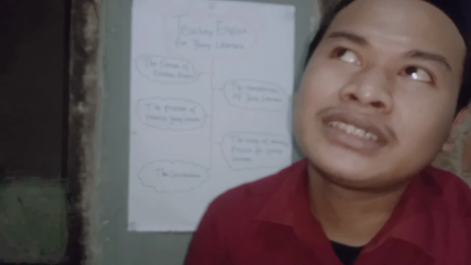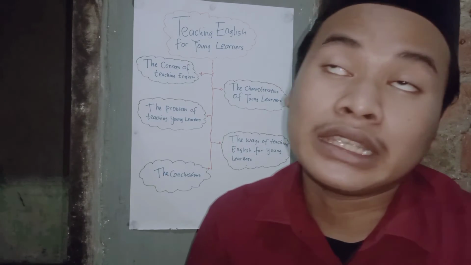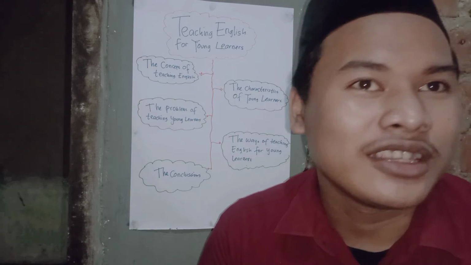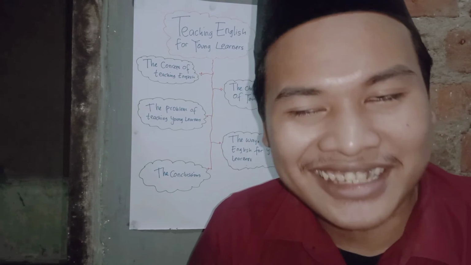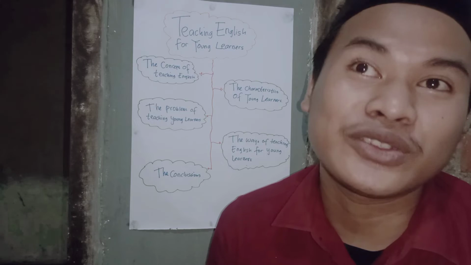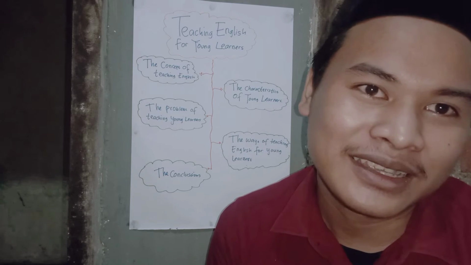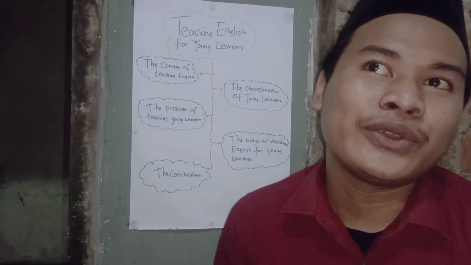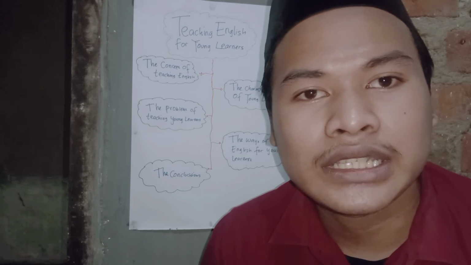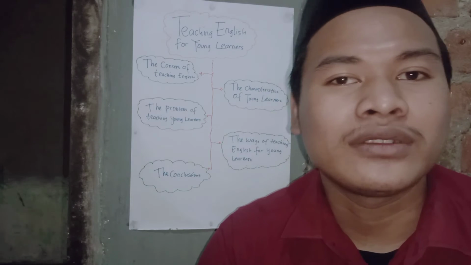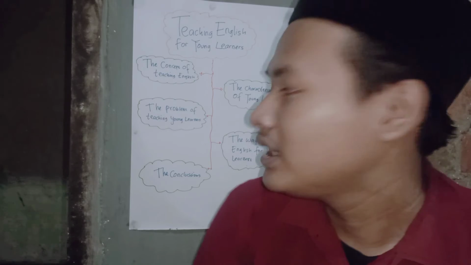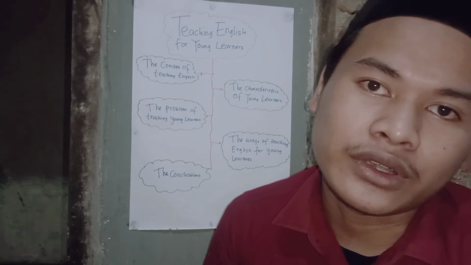But the problem in teaching English, I think this is the biggest problem, is that the students don't like English. That's quite hard. So we have to make the students like English, because they think that English is not important. That's why they don't like English. So I think that's a big problem in teaching English for young learners.